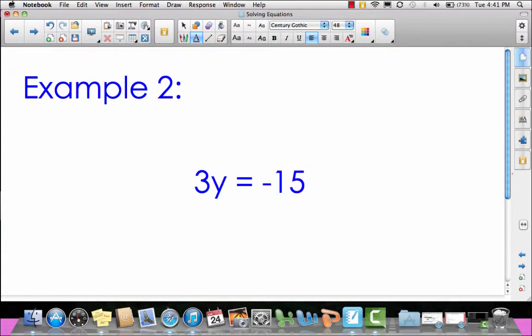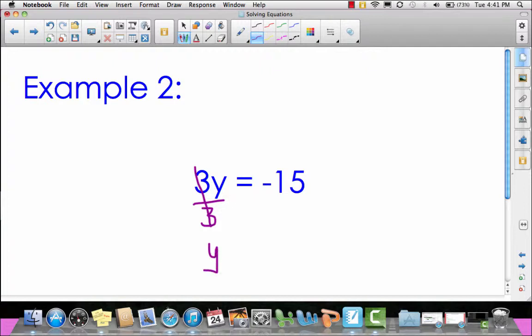3y equals negative 15. Keep in mind in algebra, anytime you have a number and a variable sitting side by side as neighbors, it's showing you multiplication. And the opposite of multiplication is division. So I'm going to divide by 3 here. And 3 divided by 3 leaves me with 1. So 1y, or just plain y, comes down on the left.